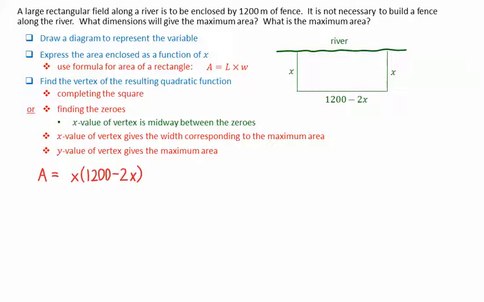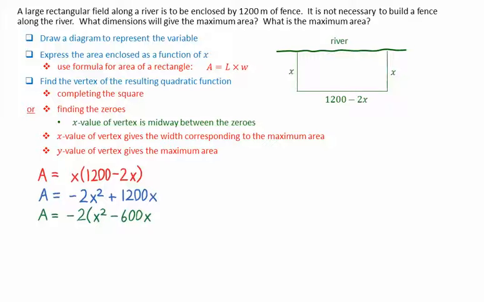In this question, note that the area, which is equal to length times width, is going to be 1,200 minus 2x, which is the length, times x, which is the width. If we expand this out, we get A equals negative 2x squared plus 1,200x. Here we're going to complete the square, so we will factor a negative 2 out of the negative 2x squared plus 1,200x. This gives negative 2 times x squared minus 600x.